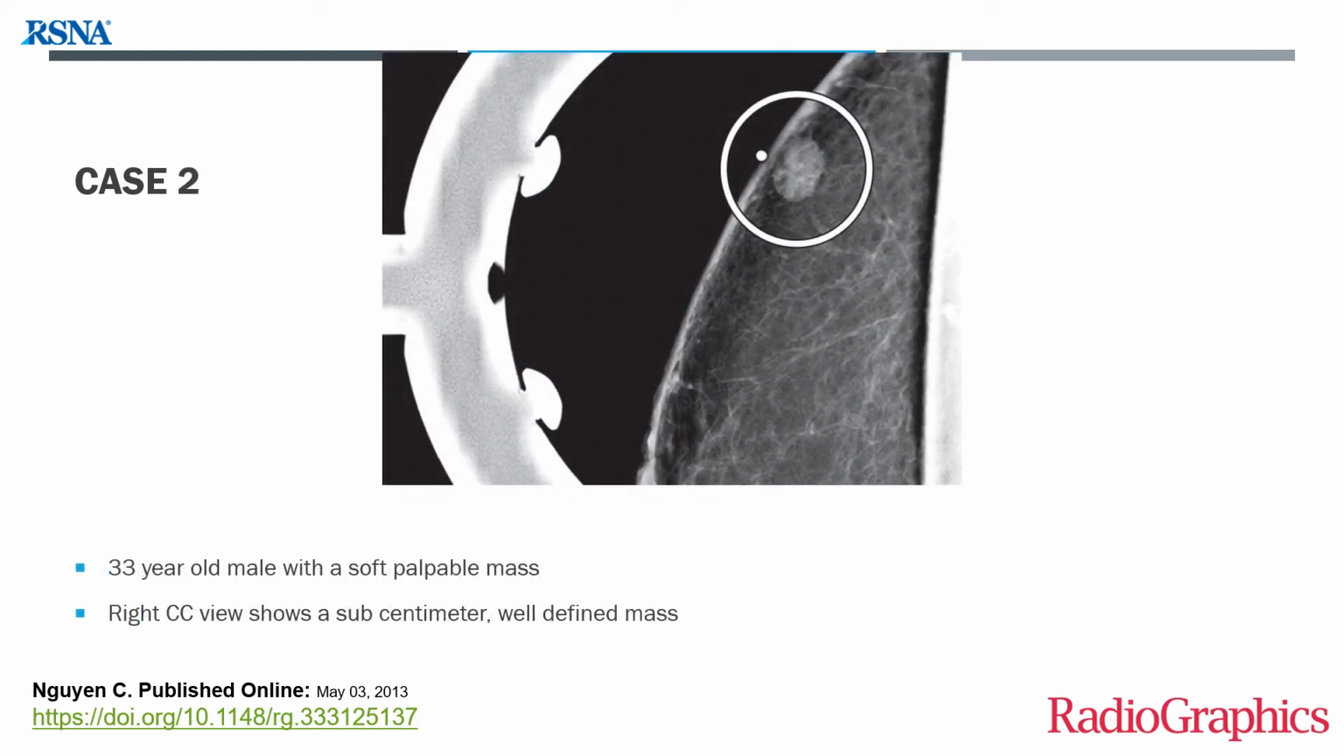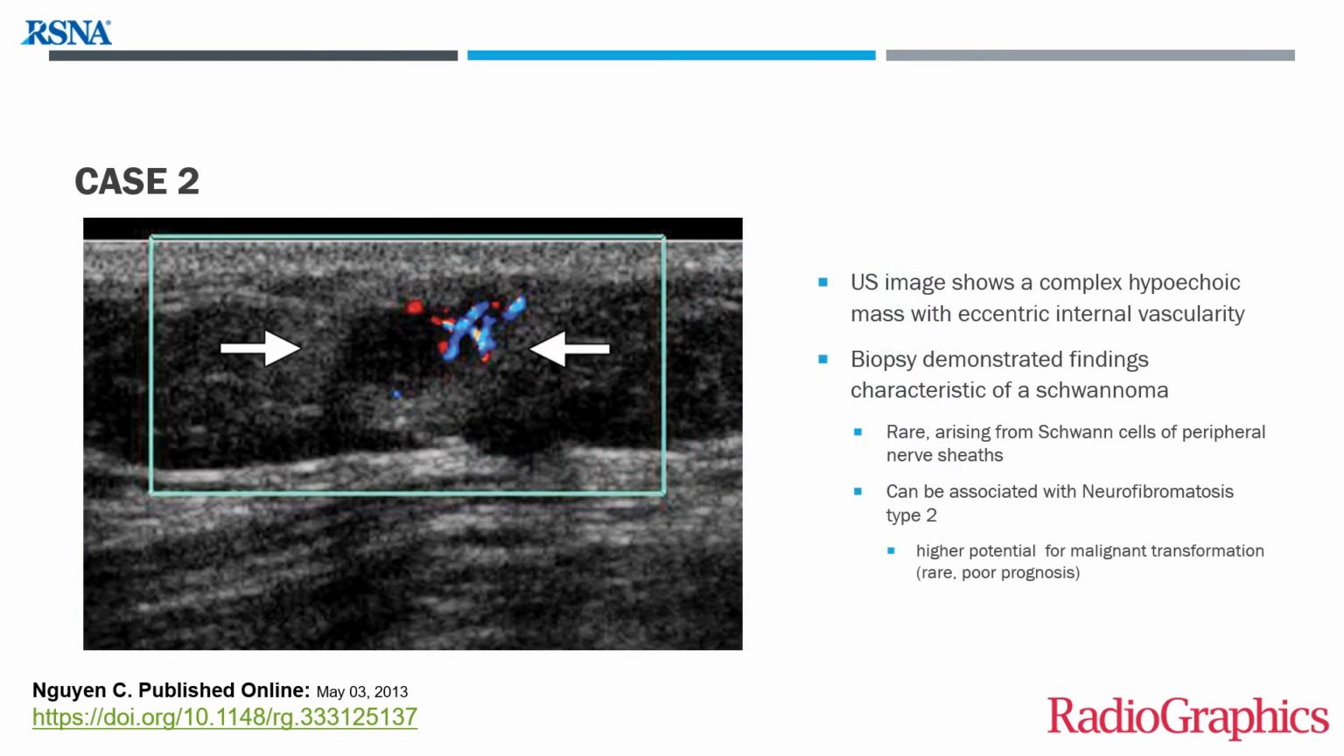In case 2, we have a 33-year-old male with a soft palpable mass. Right CC view shows a sub-centimeter well-defined mass. Ultrasound imaging showed a complex hypoechoic mass with eccentric internal vascularity. Biopsy demonstrated findings consistent with a schwannoma.